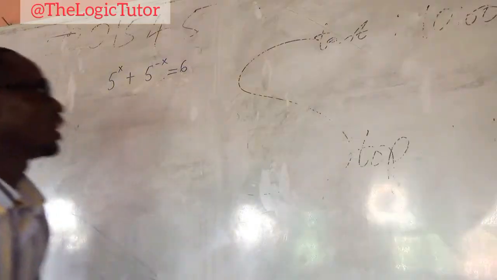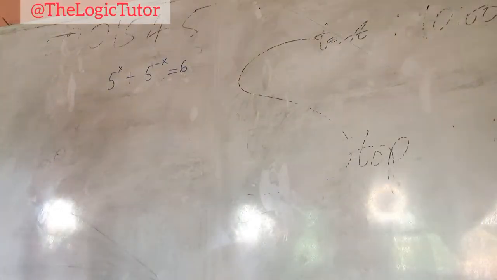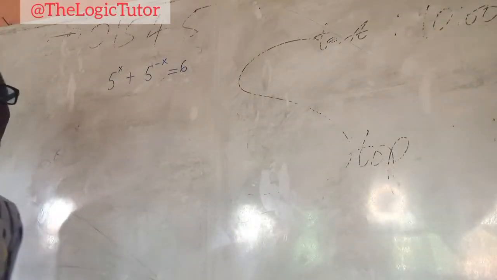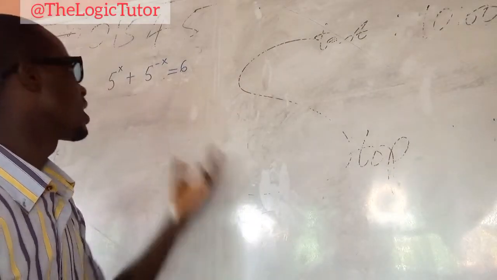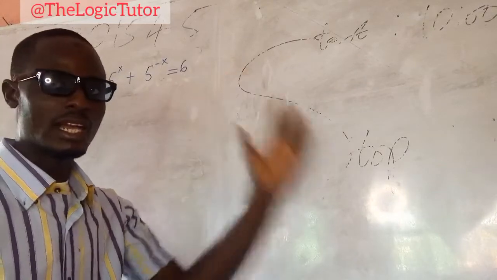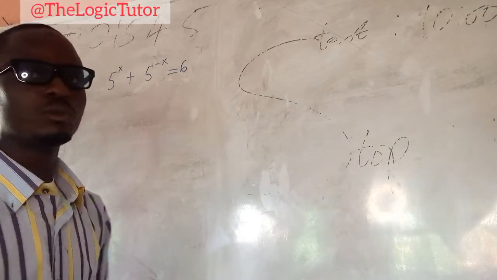We really want to look at this question. For this kind of question, it seems somehow crazy because it is very difficult to make this side and this side have the same base. So what do we do?